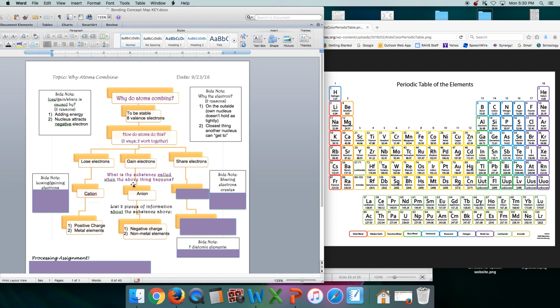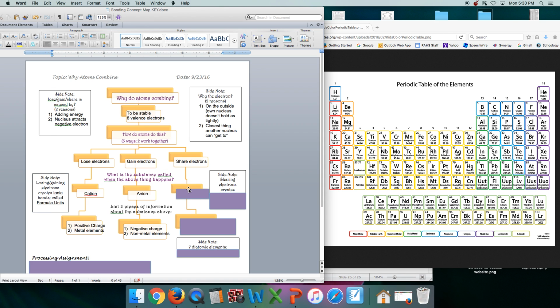Now, when that happens, that creates a type of bonding called ionic bonding. Because you have opposite charges, negatives and positives attract, that's called an ionic bond, and the resulting neutral compound is stable and is called a formula unit.